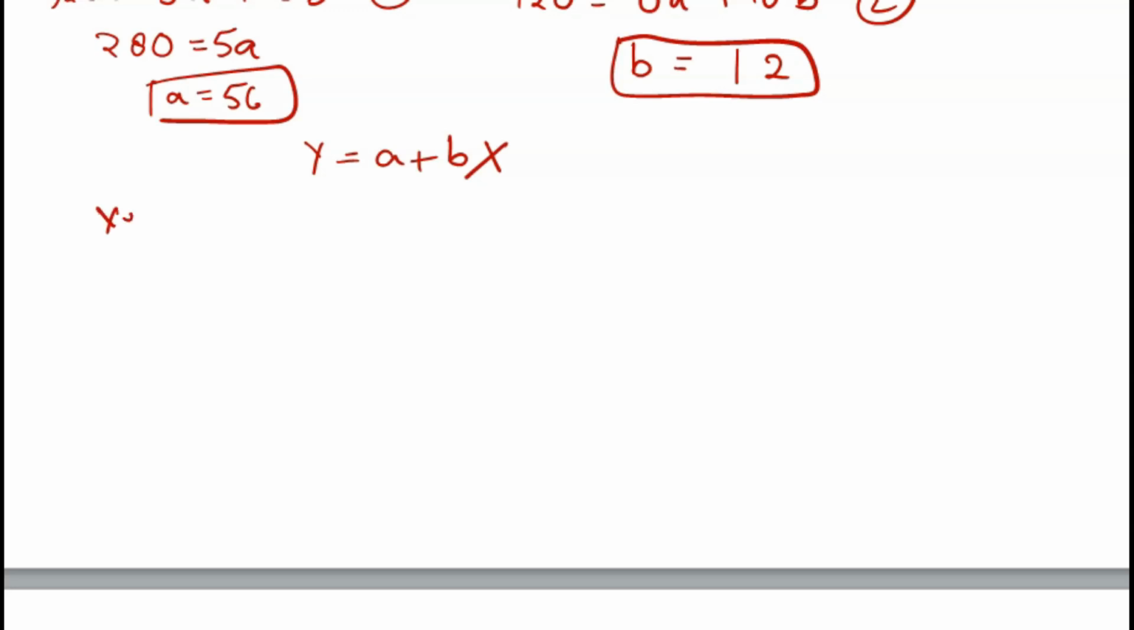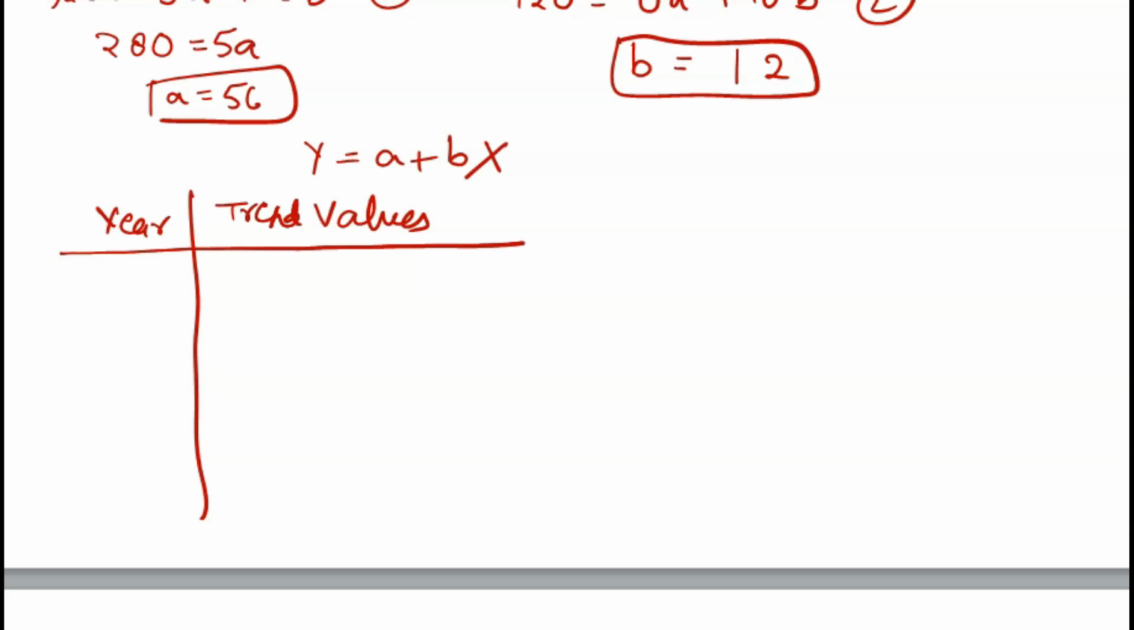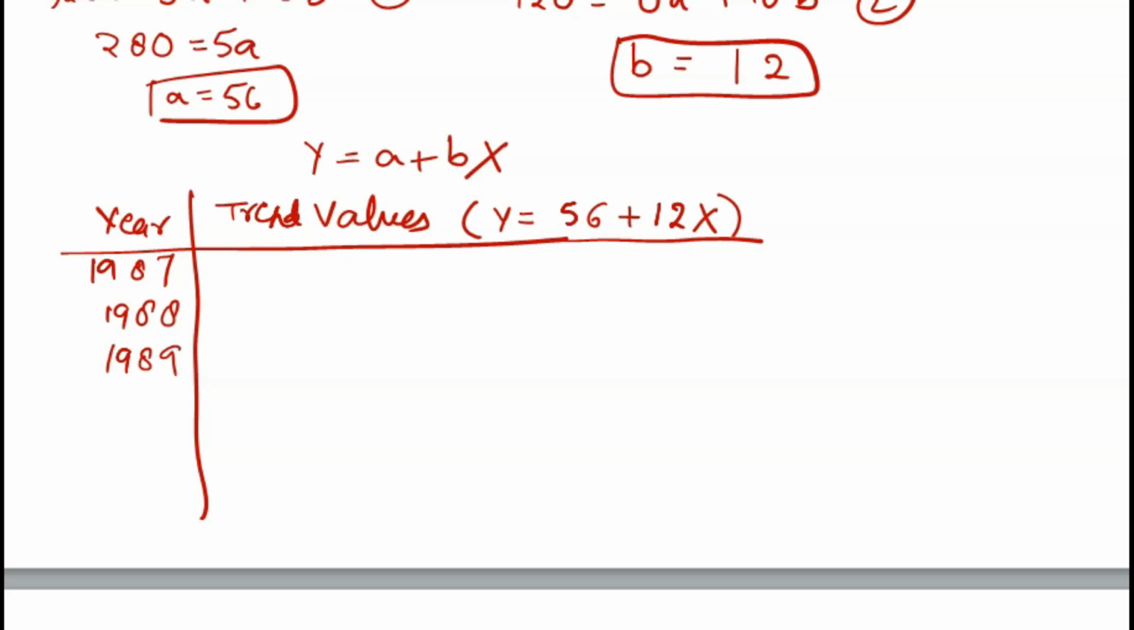So here, year and then trend values we will find out with this, because the method is ratio to trend method. So first trend values we need, then we will find ratio and then seasonal index finally. Trend values, y equals a plus bx. So y equals a is 56 plus b is 12x. So here one by one we need to put the x values. Okay, so here 1987, 88, 89, 90 and 91.